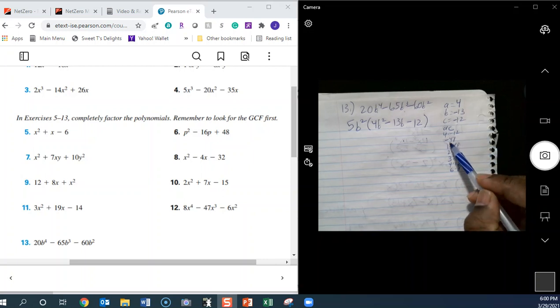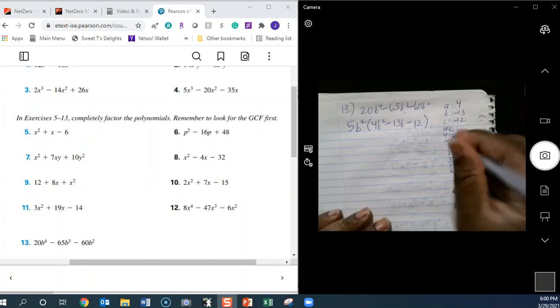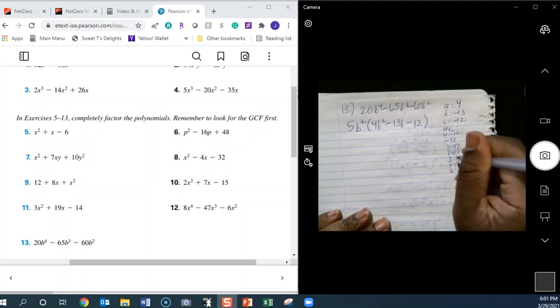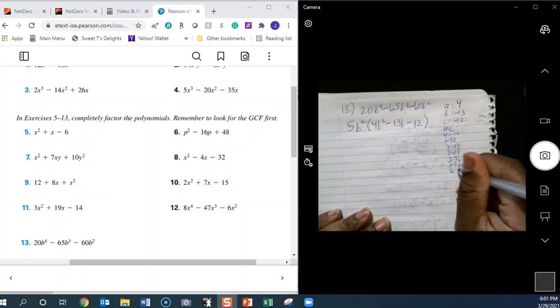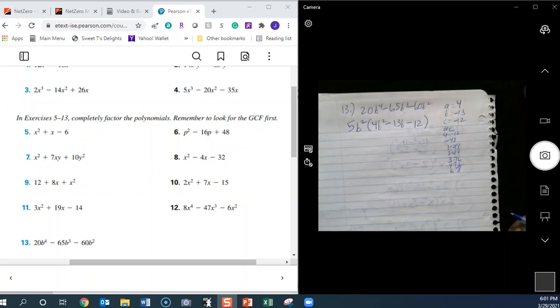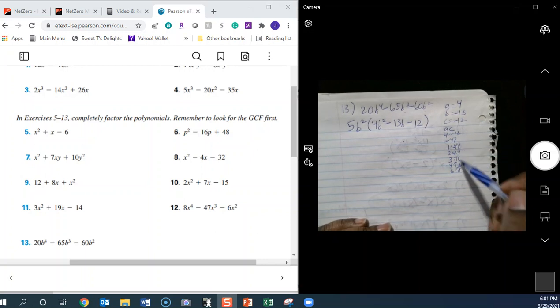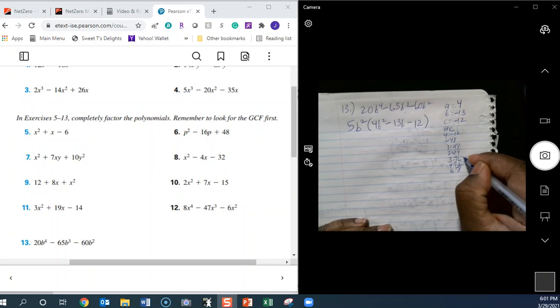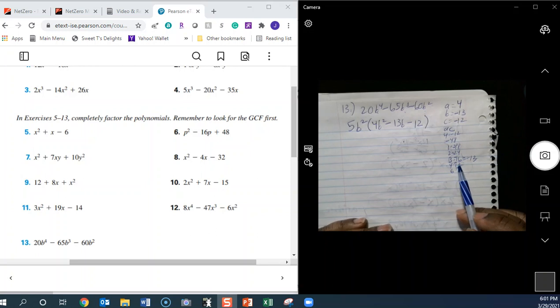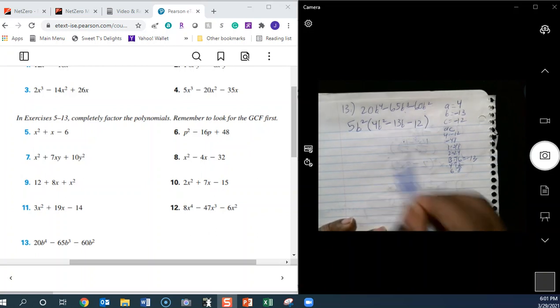And since it's negative 48 and our b is negative, that means all of our higher numbers will be negative here. Our higher factors will be negative. So we add all of these up to see which one would give us negative 13. It turns out 3 and negative 16 would be negative 13. So now we go through and substitute here.